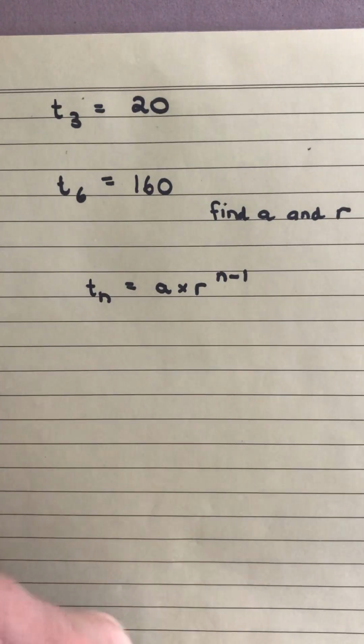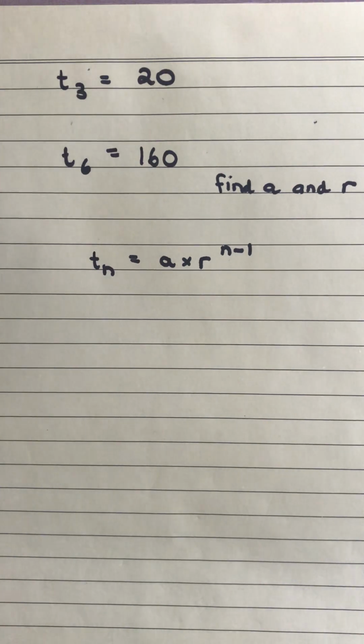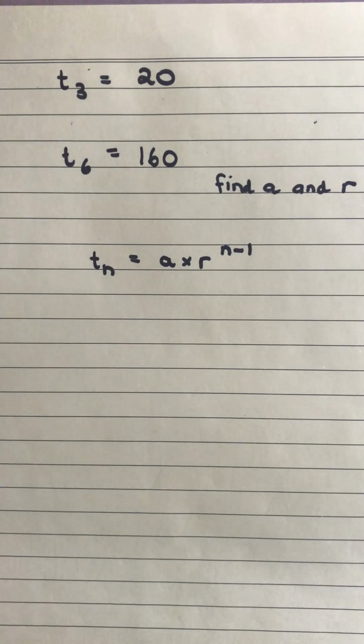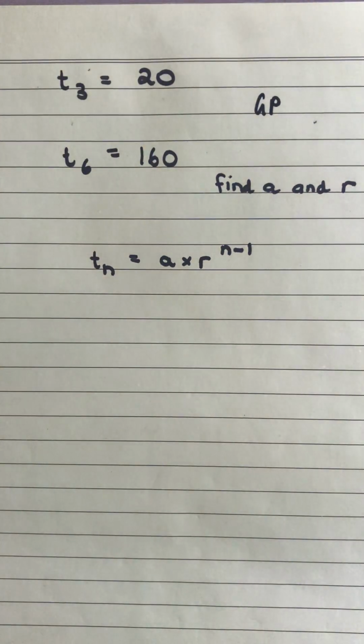In this video, I just wanted to go through how we can solve this kind of question. We know that it's a geometric progression or geometric sequence. We've been given two of the terms, T3 and T6. We're not told the first term. We're told T3 is 20 and T6 is 160, and we want to find A and R. Sometimes you'll then go on to want to find other things from that, but I just wanted to focus on this part of the question.